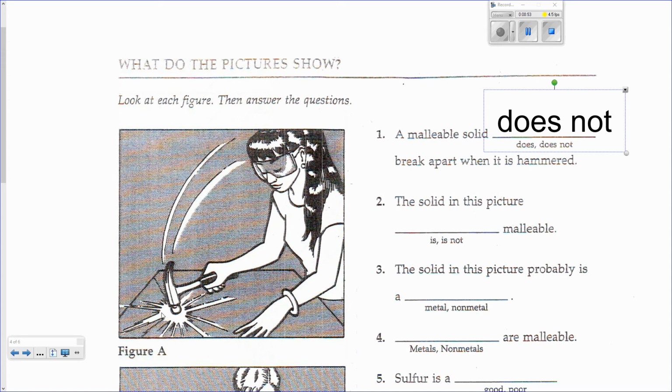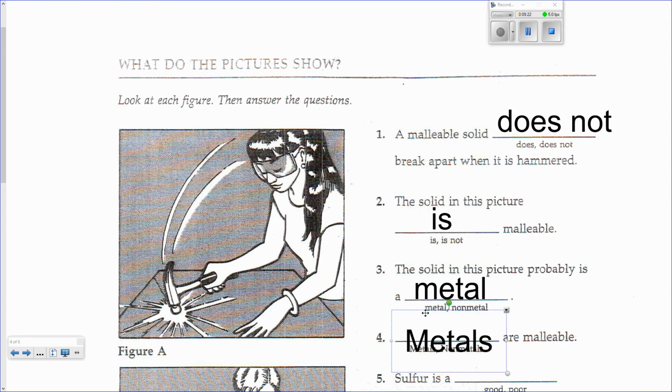The solid in this picture is or is not malleable. Okay, so this picture right here, it seems like, actually, I'm not even sure. Okay, I'm going to skip that one. Okay, so let's just say that it is malleable. Okay, so over here, let's just say that it is malleable and it's not breaking. Let's just say it's a sheet, like a sheet of metal. So if it is malleable, that means it is probably a metal. Metals are malleable. So I'm just choosing between these two words.